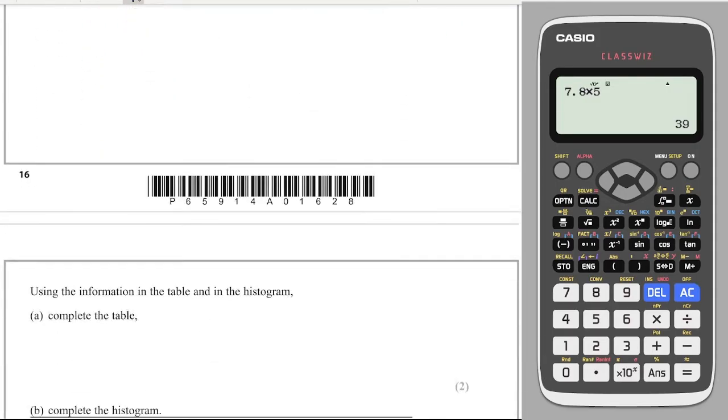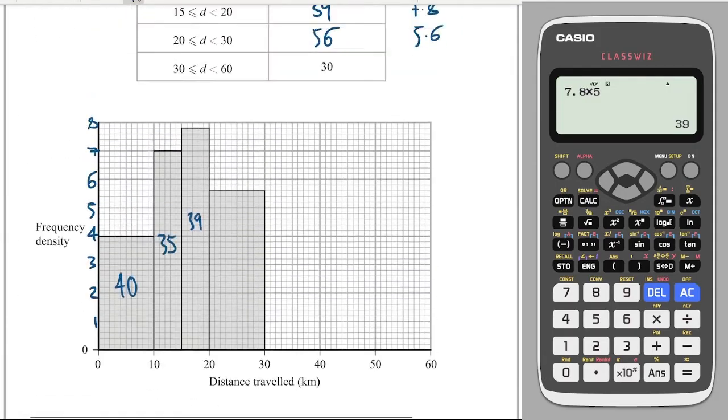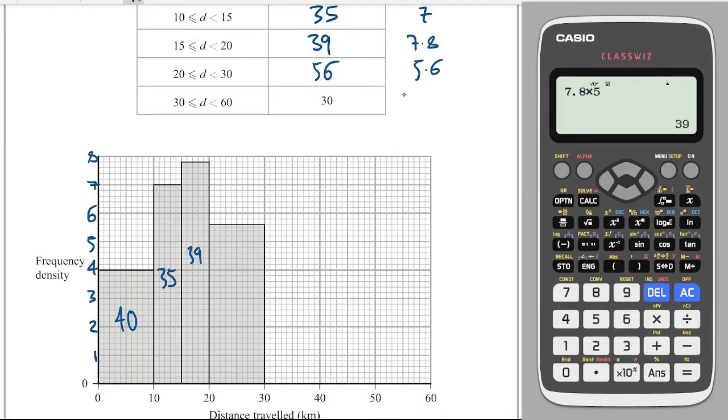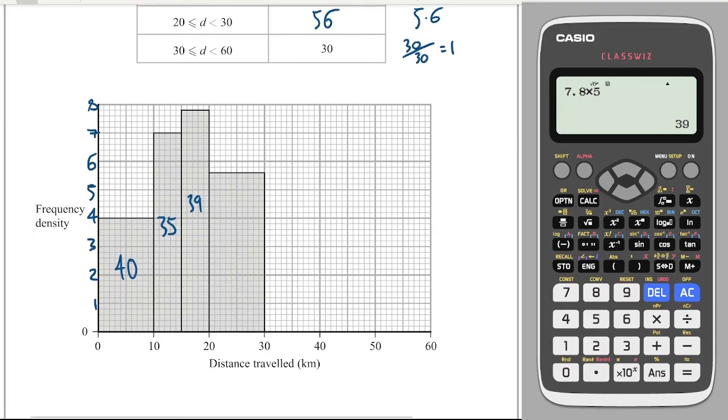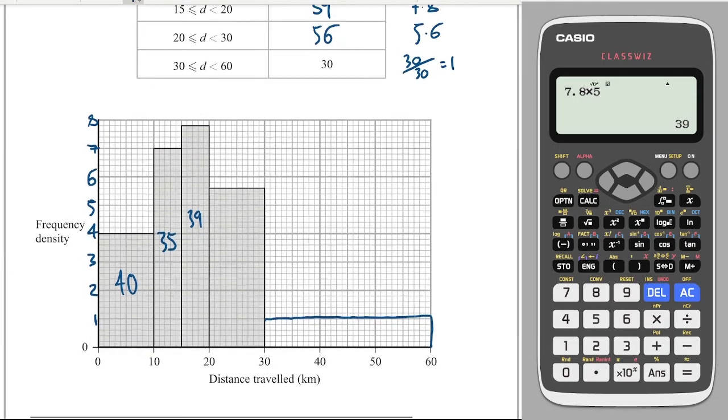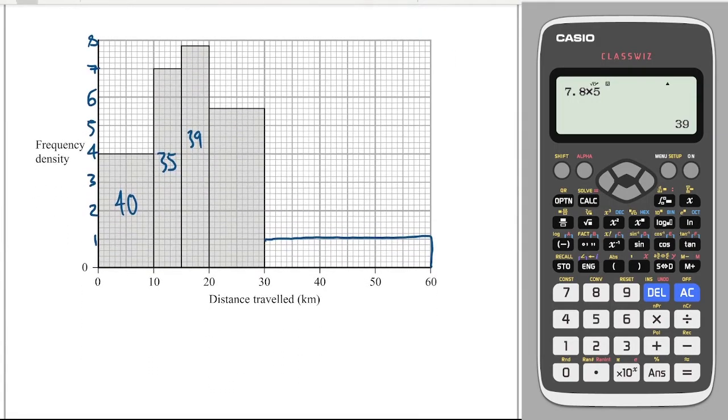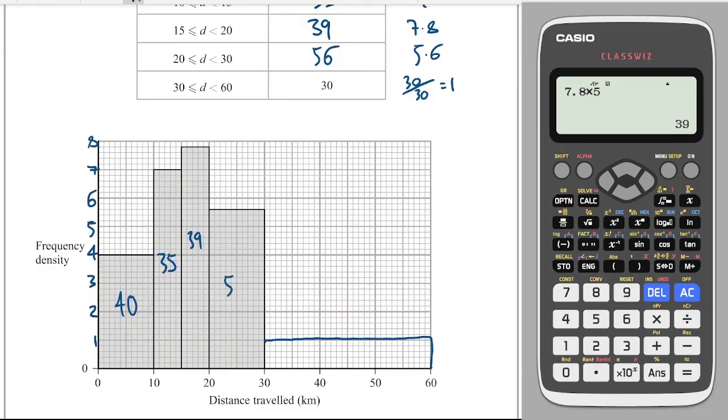Great. And now it asks me to complete the histogram. And the frequency here is 30 over 30, which is 1. So therefore it is 1, and it goes all the way to the end this time. Yeah, so let's just fill this in. 56, and that's 30.